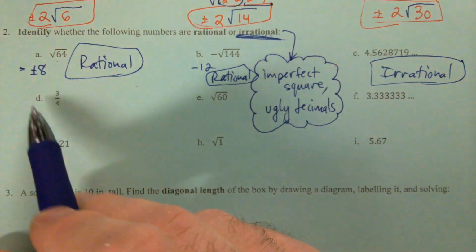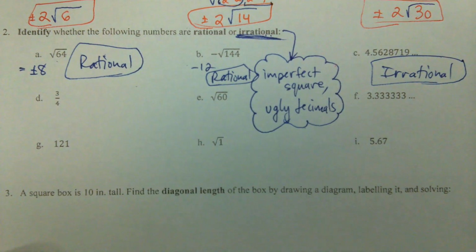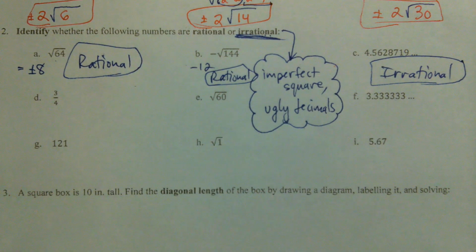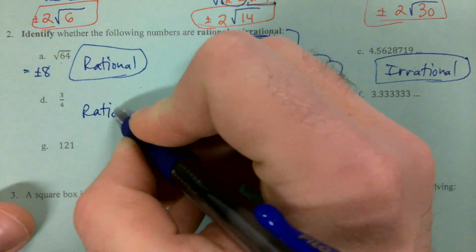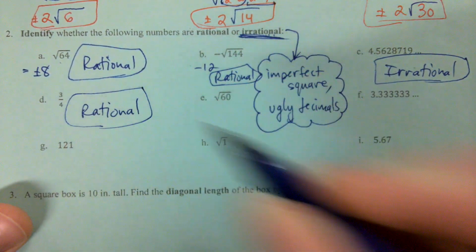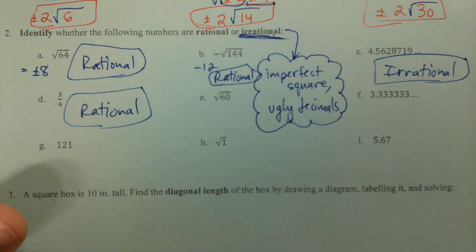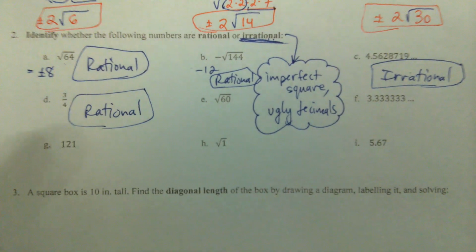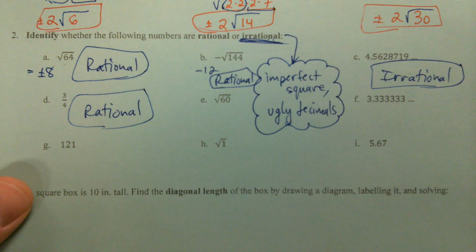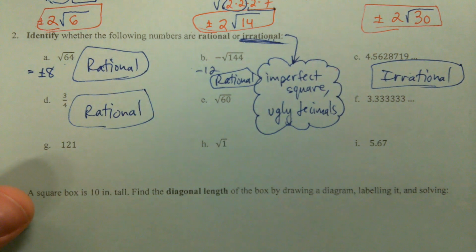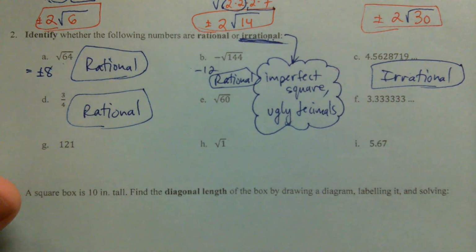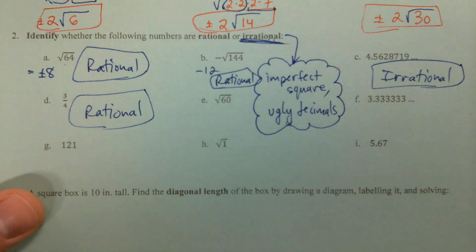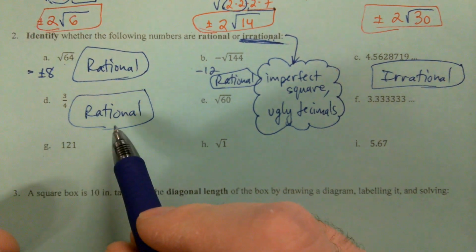D. Now this is where people get thrown off. They see a fraction and think, oh, that must be irrational because it's a fraction. No, all fractions are rational. Remember, fraction, rational. Fractional, rational. Think of it like that. Fractions, rational. Absolutely. The definition of a rational number is a number that can be written as a fraction, which means fractions are rational. Fractional, rational. Okay?